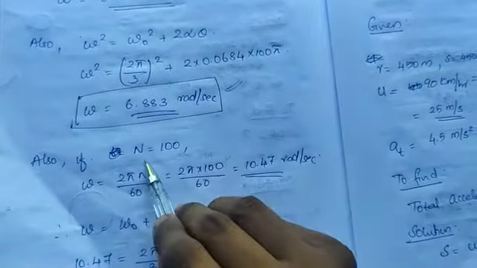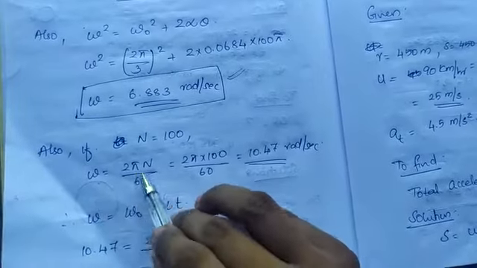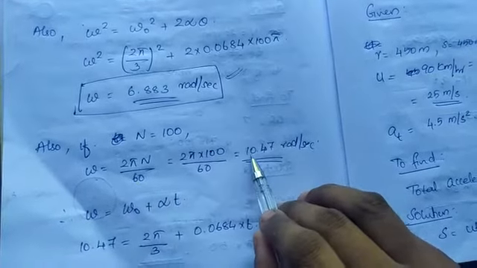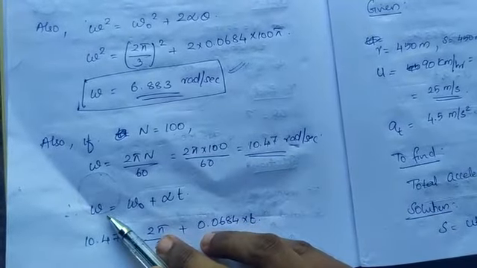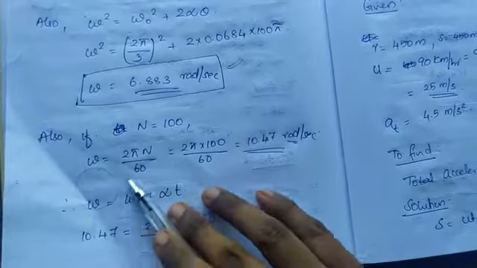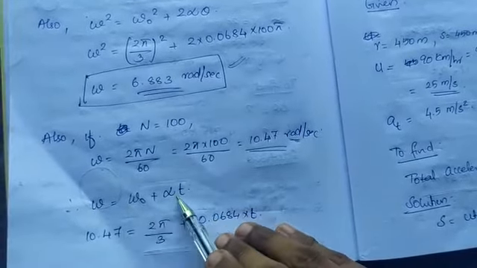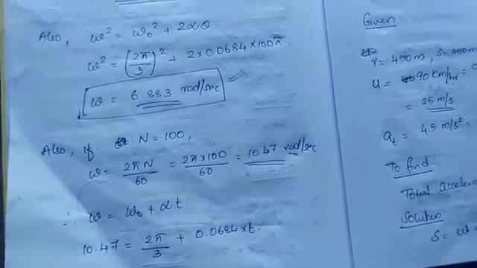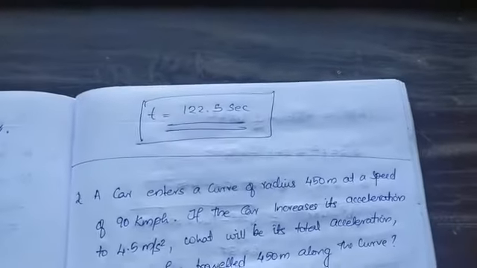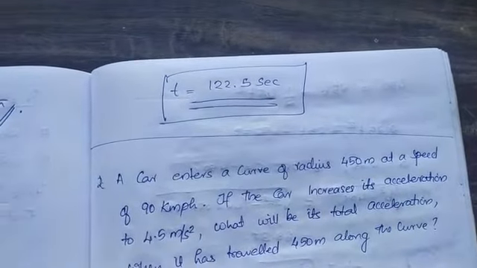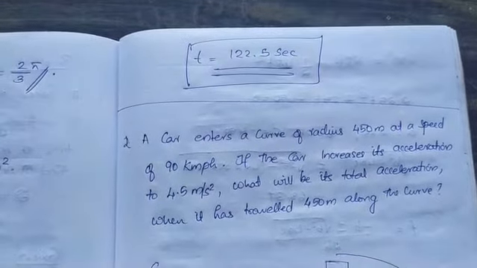Second case, if n is 100, what will be the omega? It's 2 pi n by 60. You will get 10.47 radian per second. Then v is equal to u plus at. The same equation in curvilinear motion is omega is equal to omega naught plus alpha t. Substitute it, you will get a value for t. So this is how you can do it. Just substitute the equations of motion, and in the last class we discussed all the equations.